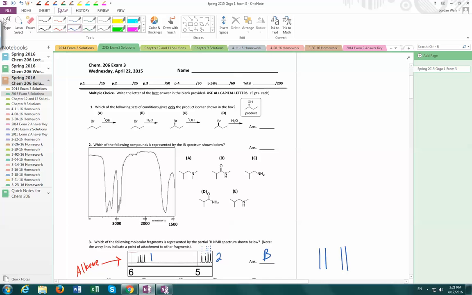So when we look at this, and this is good IR practice, the one thing I see right here is that there's a peak right around 16 to 1700. And so that's always indicative of what? That's a carbonyl. And so we know immediately that we've got a C=O double bond stretch, and that rules out A, C, and E immediately. So then it's just between B and D.